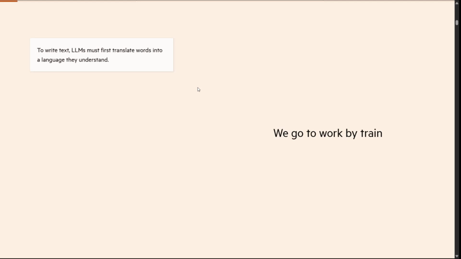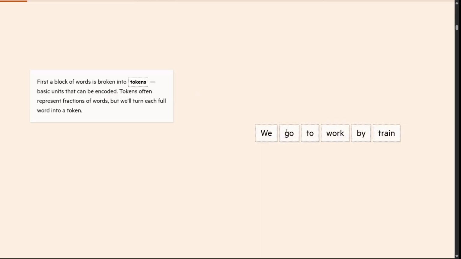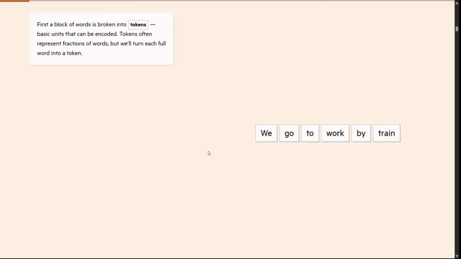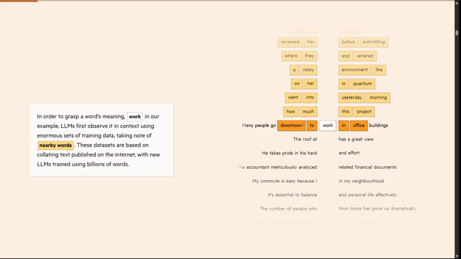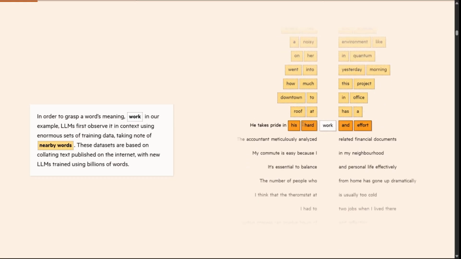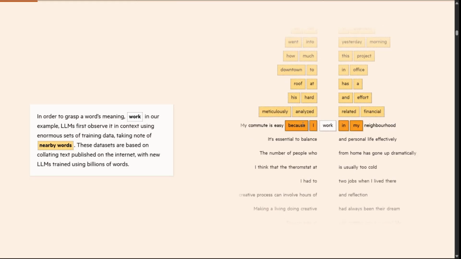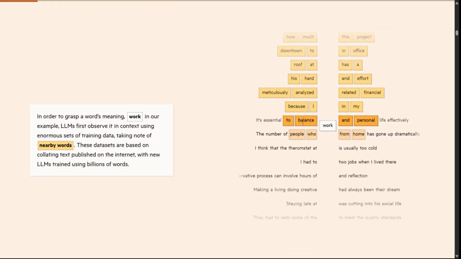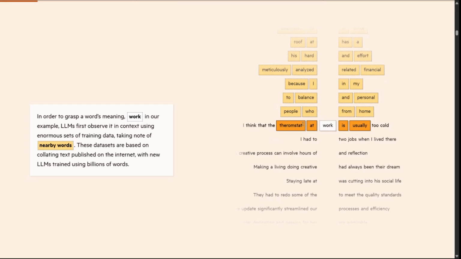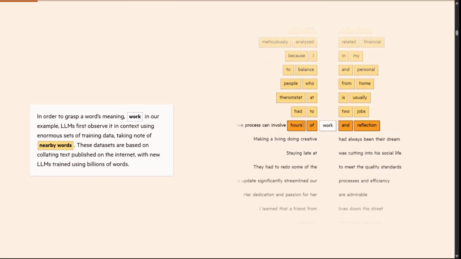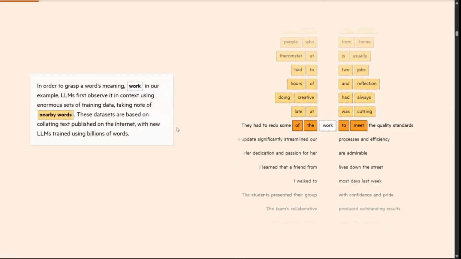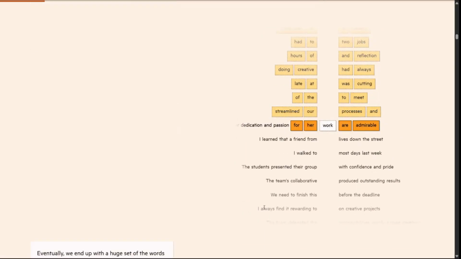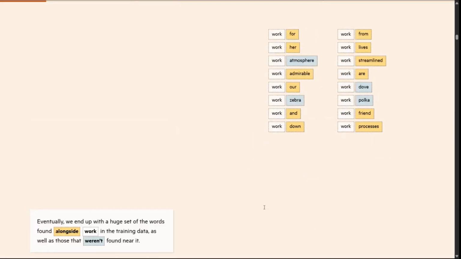It's called Tiktokenizer. Just see that we have a sentence, and first these sentences are converted into tokens, and these tokens are then converted into nearby words, and we would see the graphs over there. Yeah, thanks a lot, Abhay, for giving the Tiktokenizer link.